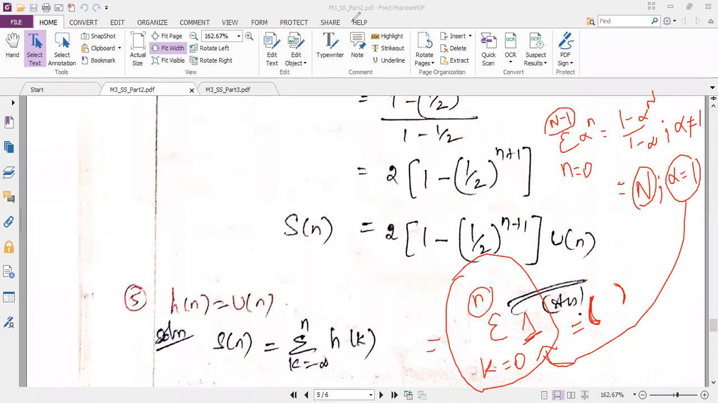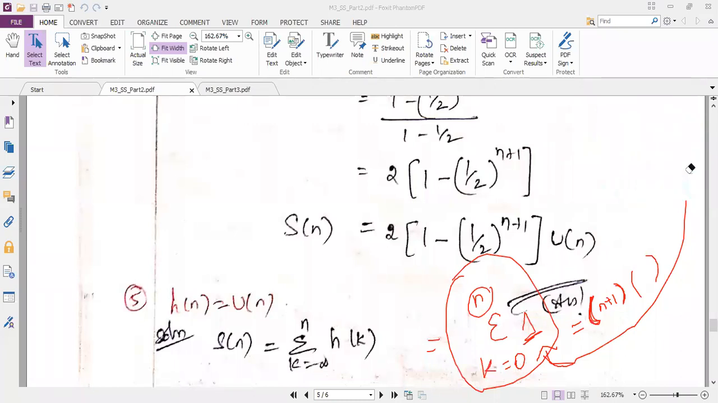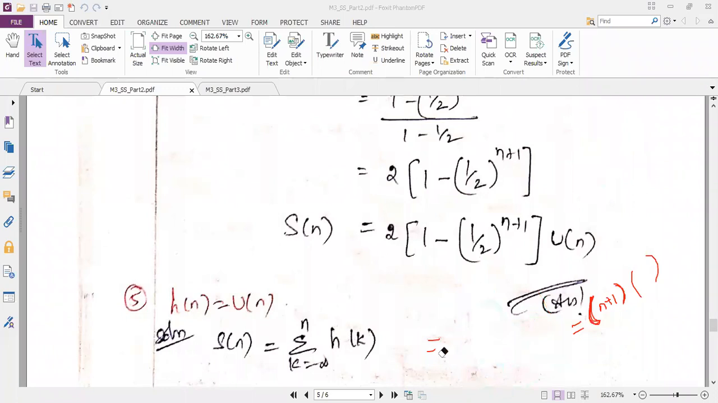Somebody was telling n plus 1, that is the answer. Okay, n plus 1 is the answer. So can we leave the answer as it is, or we need to attach something in the answer? Yes, Harshita, what should be attached in the answer? U of n, ma'am. Yes, very good. U of n. So just finish this problem.